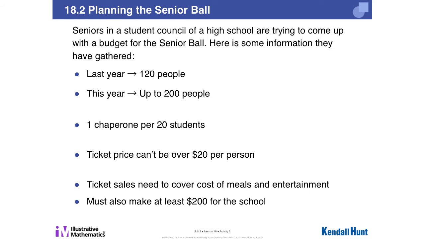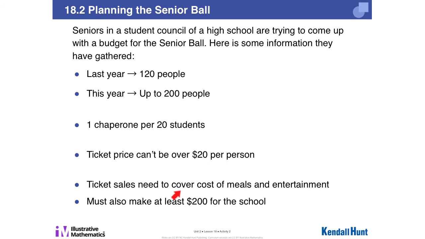On to 18.2, I tried to make the information for this problem a little bit easier to read than it is in your book. So they're planning a senior ball at a high school. Last year they had 120 people. This year they're expecting up to 200 people. They need one chaperone per 20 students. The ticket price can't be over $20 per person.